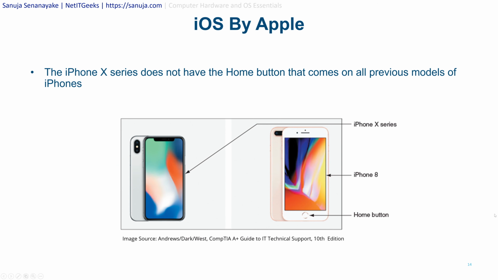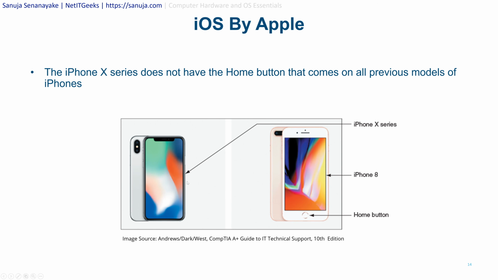So the iPhone X series does not have the home button, as I mentioned before, that comes on all previous models of iPhone. So after the iPhone X release, we have no home button at all. Instead, we have gesture navigation. So the older versions of iPhone, such as iPhone 8, you will find the home button, and that may also have some fingerprint scanner where you can unlock the phone.